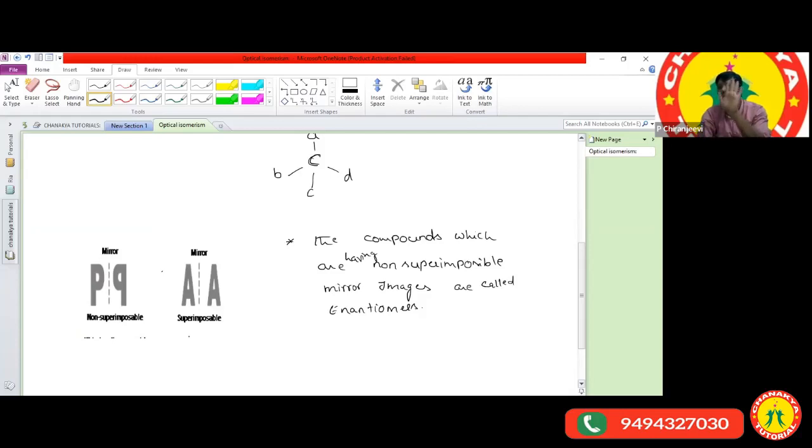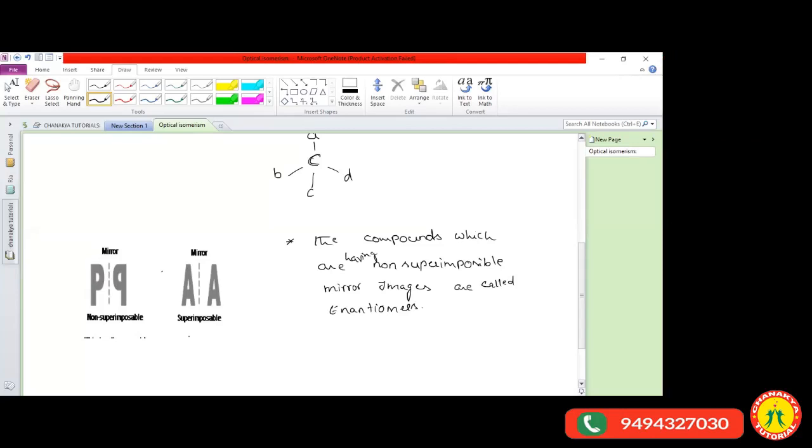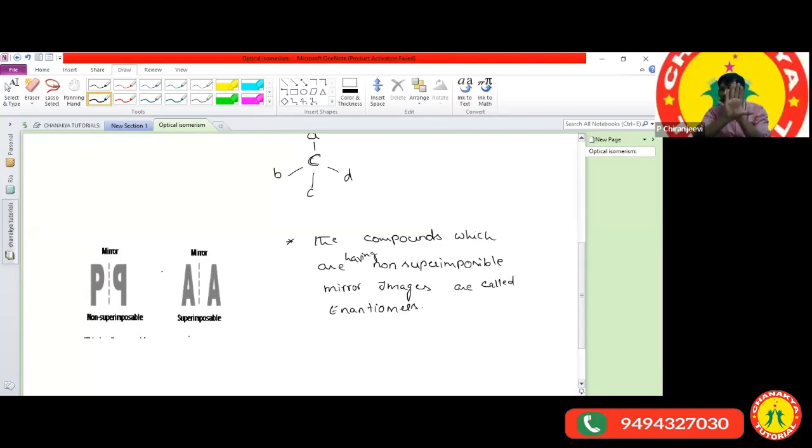Now, this is one hand and this is the other hand. When I superimpose one on the other, if you see the video clearly, is the position of the fingers different or the same? The position of the thumbs, different or same? Samhita: Different, yes sir. That means this one is not superimposable. Non-superimposable mirror images are called enantiomers. Superimposable mirror images are called diastereomers.